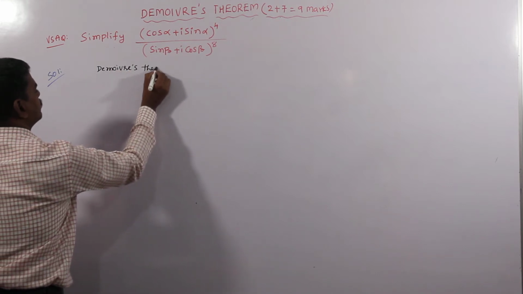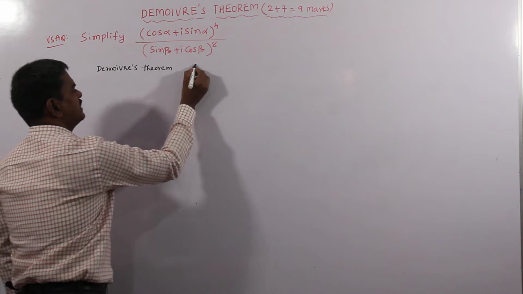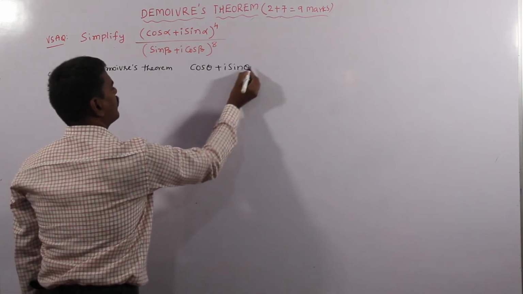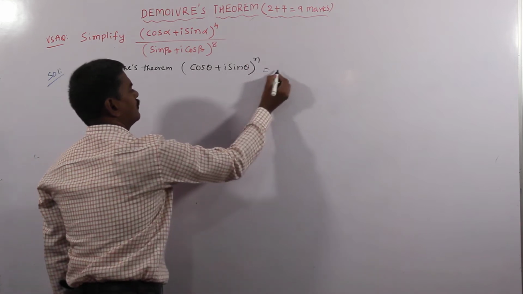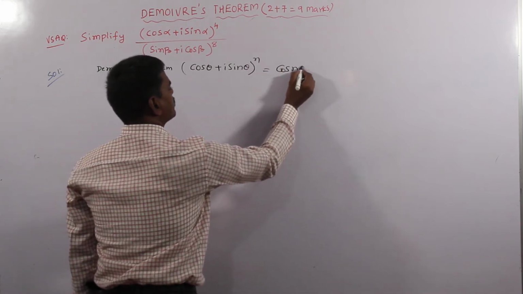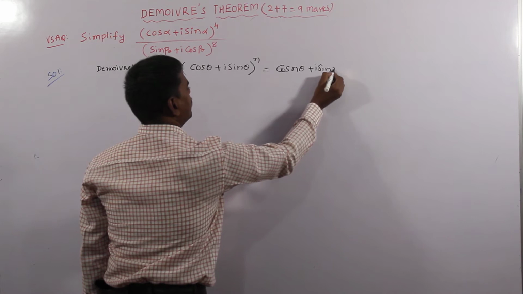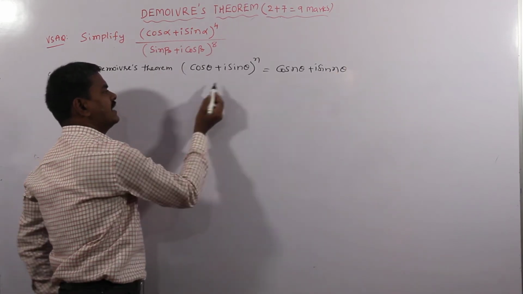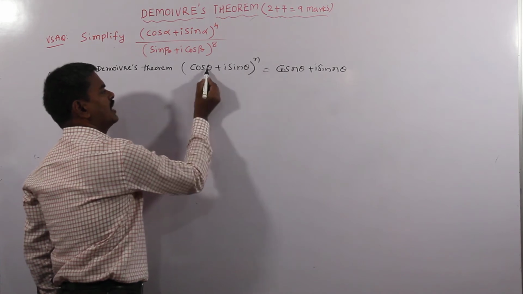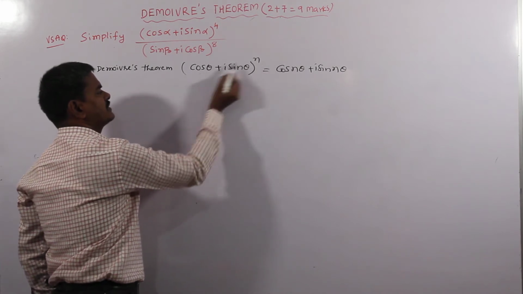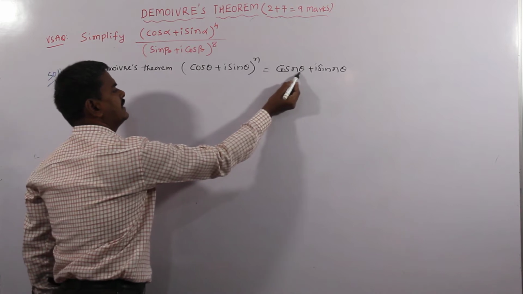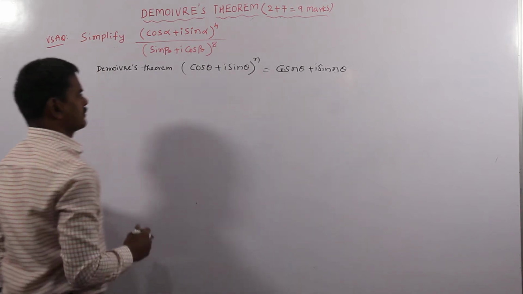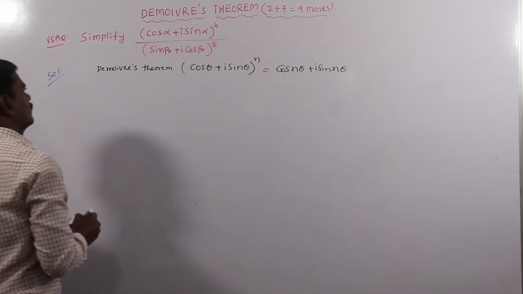What is Demoivre's theorem? (cos theta + iota sin theta) whole power n is equal to cos n theta + iota sin n theta. So we can remember it easily. What's happening here? Power is multiplied with the angle in both the places. n into theta, n theta, n into theta, n theta. So we are going to lose the power. So that's the logic involved.